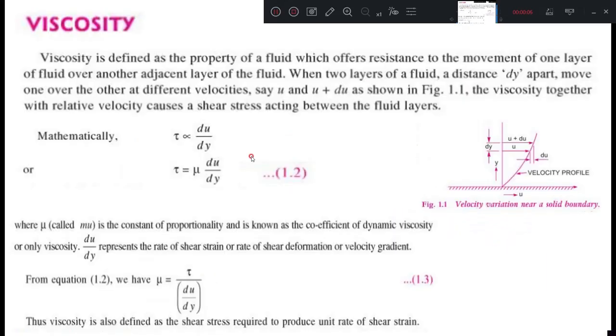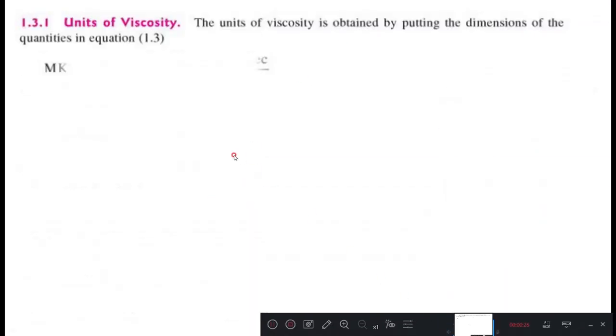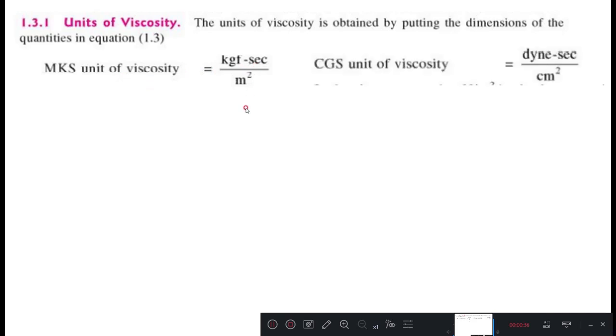In the previous lecture, we discussed the viscosity of liquid. We defined viscosity and derived the equation for viscosity, that is tau is equal to mu into du by dy, and also discussed the units of viscosity. In the MKS system, viscosity is measured in kg force second per meter square, and in the CGS system the unit of viscosity is Dyne second per centimeter square.